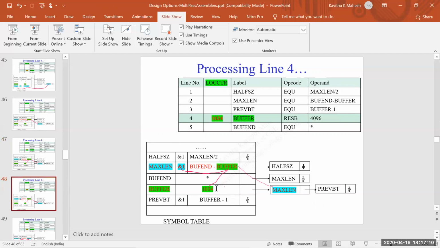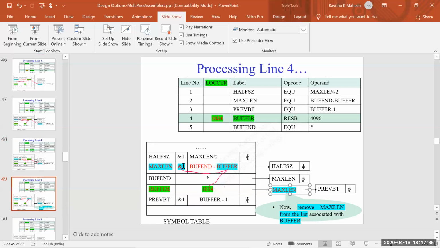Okay. Since now we have processed the symbol max len using buffer, we can now eliminate this symbol from the list associated with buffer. Okay, now remove max len from the list associated with buffer. So I show it in the following slide. After eliminating max len, we have only previous byte. Why should we eliminate it? Because we have already indicated that the value for max len is now only dependent on buffer because we know the value of buffer now. So we need to eliminate the list of symbols that are dependent on buffer.